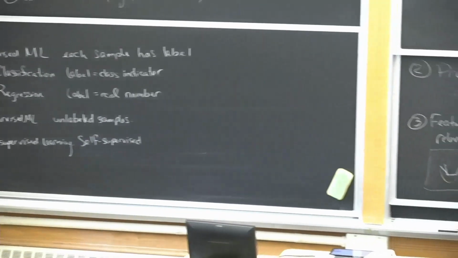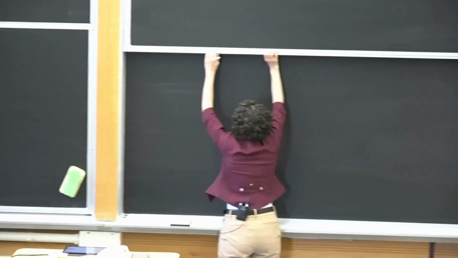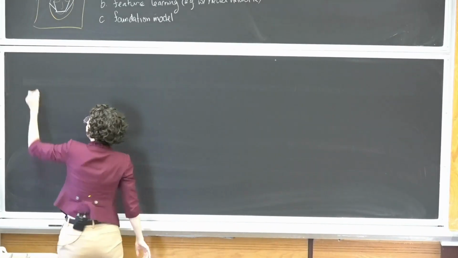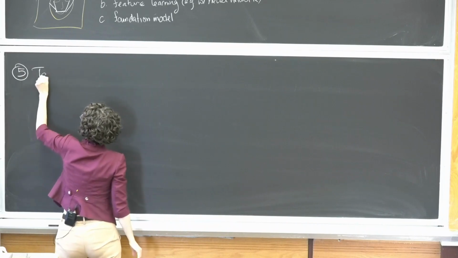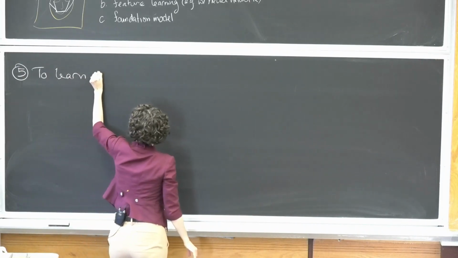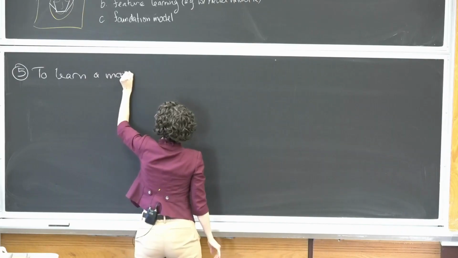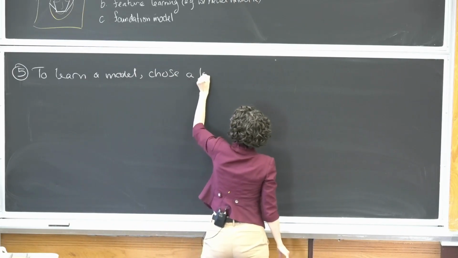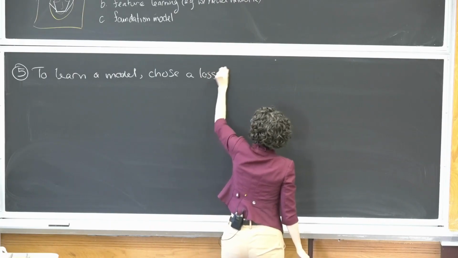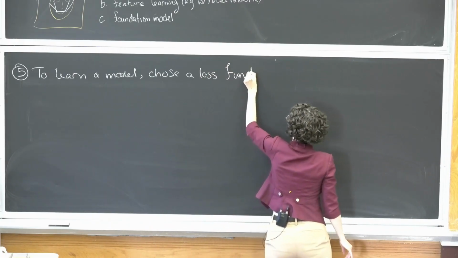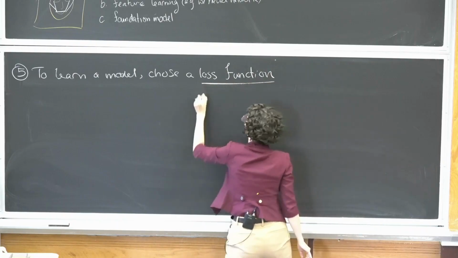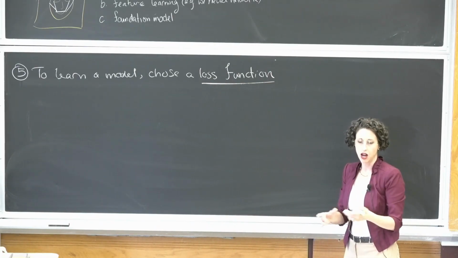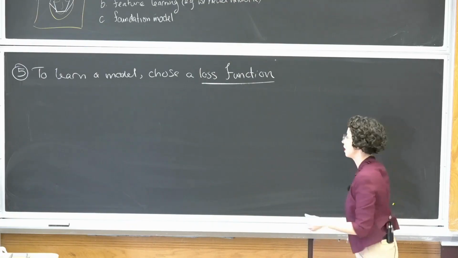Okay, so with that in mind, we can now move on to the next step. We finally have our training data all set, and we actually want to do a little bit of learning. So to learn a model, we first have to choose a loss function. What the loss function is going to do is tell us how good or bad a model is.